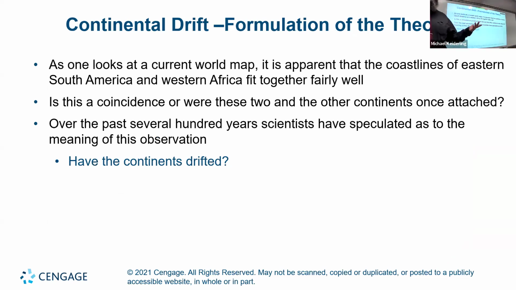So how did we figure out that the continents were moving? Because they're not moving very fast. We can't measure it easily, but we're talking movement on the order of centimeters per year.